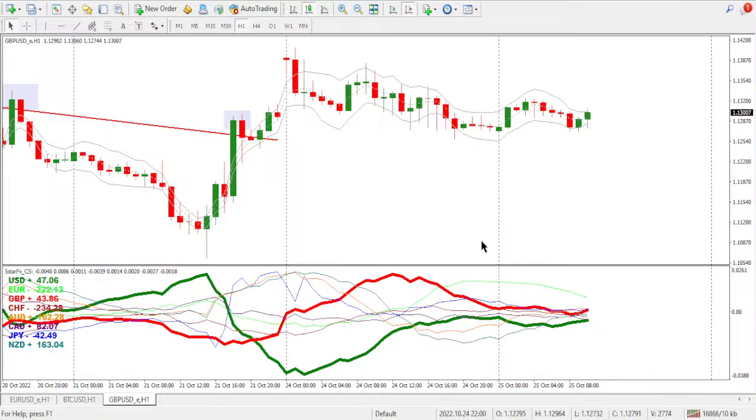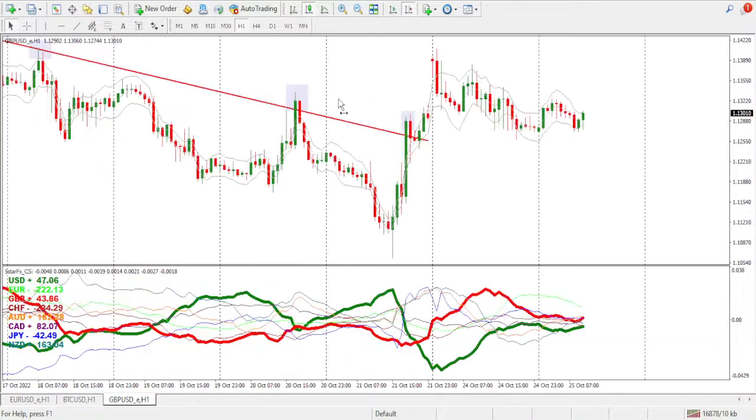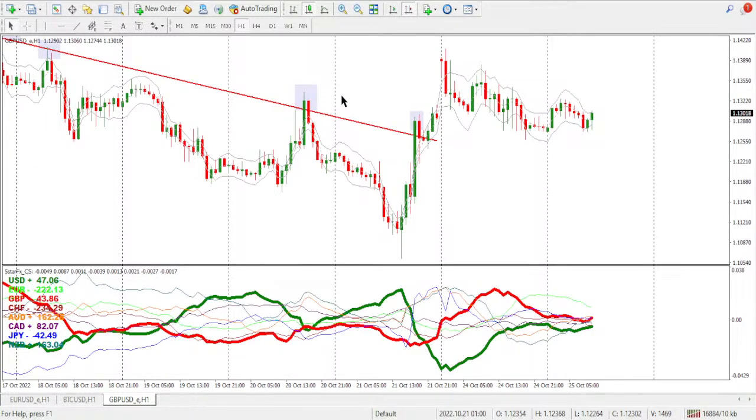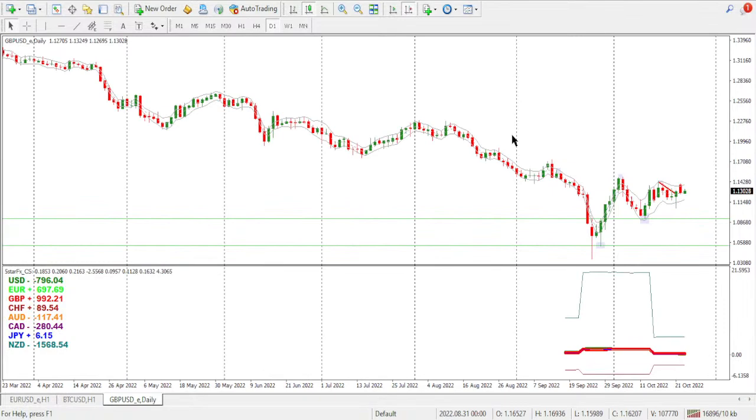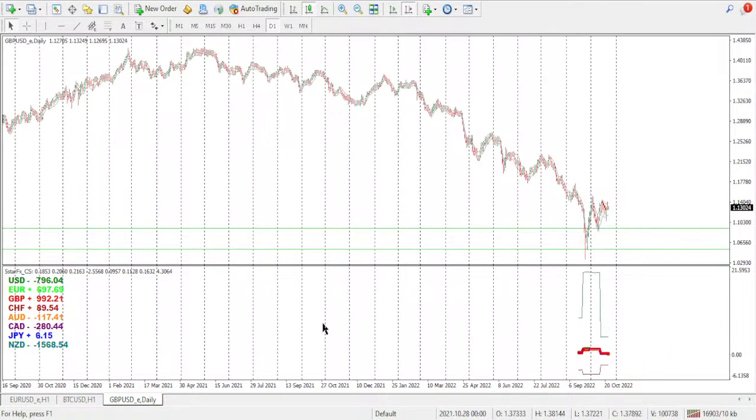I'd like us to start with the chart on my screen, GBP USD. You remember yesterday we were looking for sell positions on this chart. We said that the price is in a very good downtrend based on the daily time frame. You can see that we still have a very good downtrend.